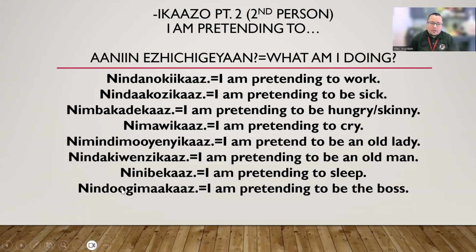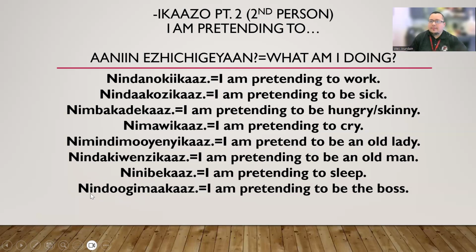Here's the word right here. Ogima. And when we have a word that starts with O, we're going to double that O, but we're going to add nindo to the front. And now that double O turns into a oo. Nindugimakas. And remember your double vowels.